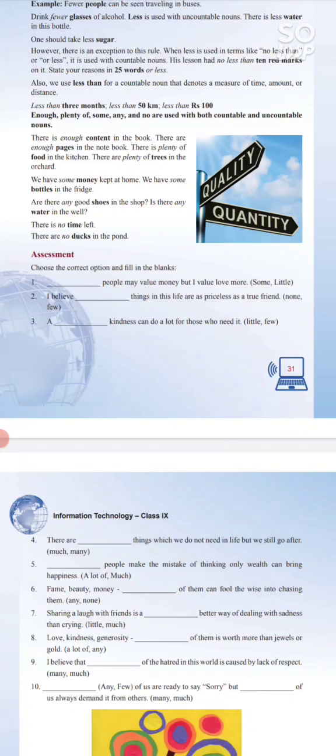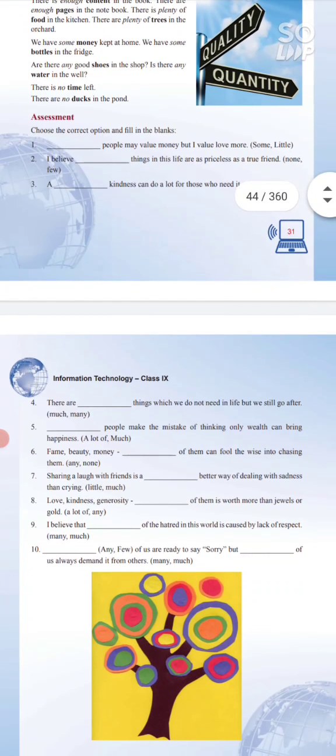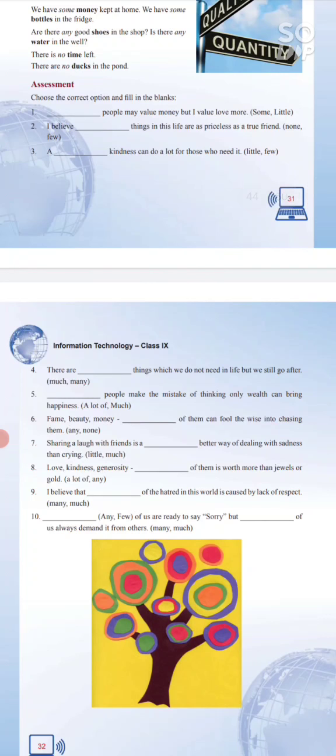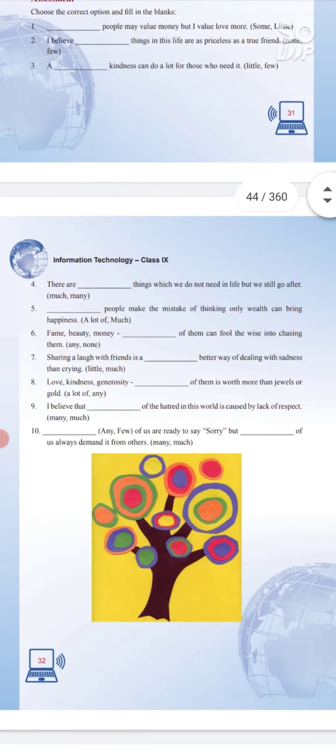There are plenty of trees in the orchard. We have some money kept at home. We have some bottles in the fridge. Are there any good shoes in the shop? Is there any water in the well? So in every pair, the first sentence uses a countable noun, whereas the second sentence uses an uncountable noun. Okay, so this is the assessment which you have to do yourself according to the topic we studied above.